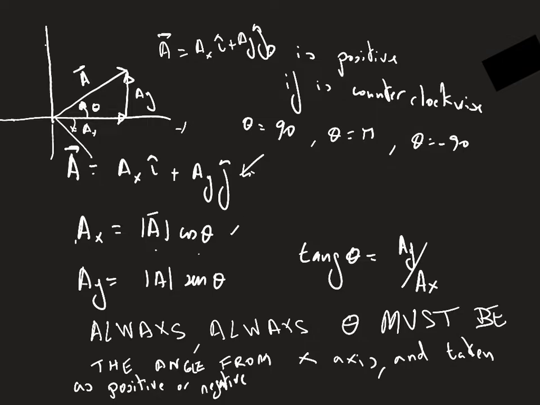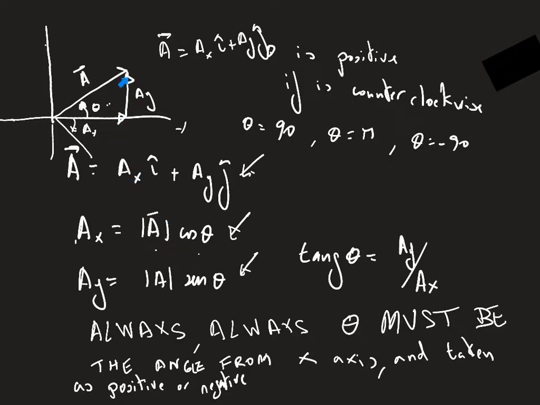So if you are going to use this equation, you need to put the angle measured from the x-axis, and counterclockwise, like this one, is a positive angle. Like this angle is a negative angle. So AX is the magnitude of A times cosine of theta. Very clear, cosine of theta is this quantity divided by the magnitude of A. I have done this many times in different videos.